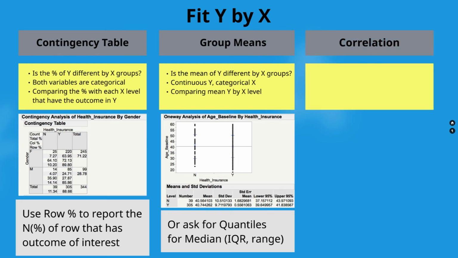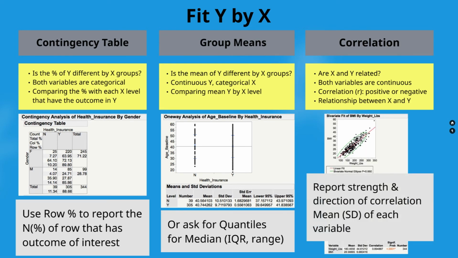Our final bivariate analysis is correlation. The question here is, are x and y related? Both variables in this case are continuous, and we'll be looking at correlation. Is it positive or negative, and how strong is the correlation? This is answering the question about whether or not x and y are related. When you do this in JMP, you get a bivariate fit, and in this case we have BMI by weight. Weight is on the x-axis and BMI on the y-axis, and you can see from the picture, called a scatter plot, that in general it looks as if as weight increases, BMI also increases, which is a true relationship that we know to exist.